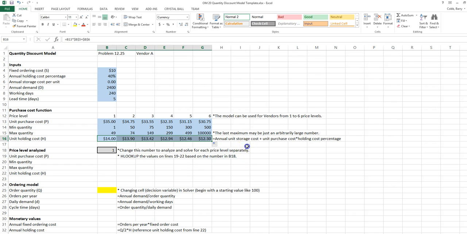Copy that formula all the way across, and you can see that the holding cost decreases as the purchase cost decreases. The last maximum quantity is just an arbitrarily large number. In reality, if we buy any number of units, 500 or over, the cost will be $30.75. We just put an arbitrarily large number here because this will make the references within Solver consistent.